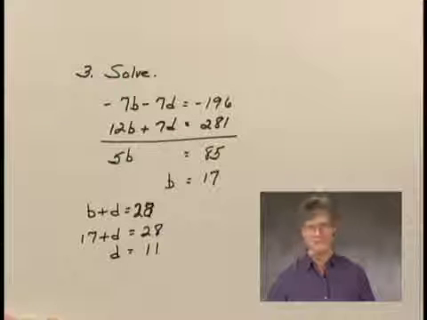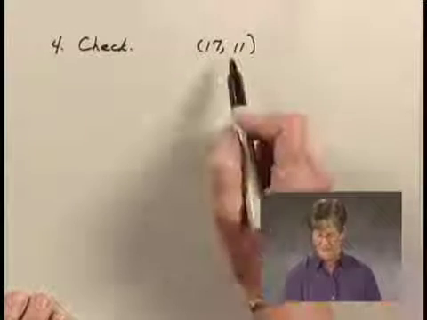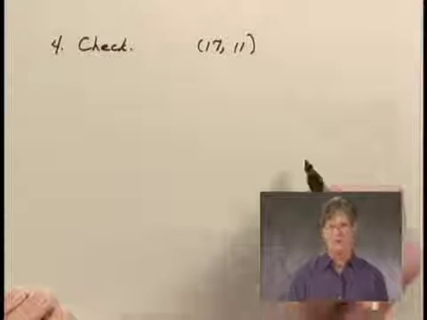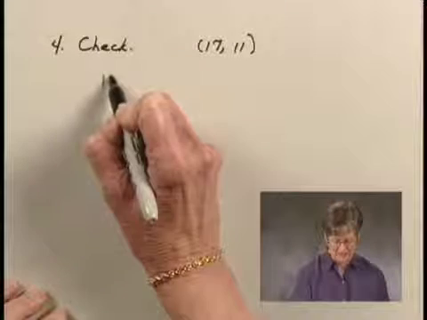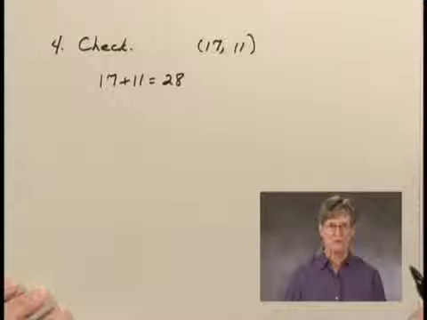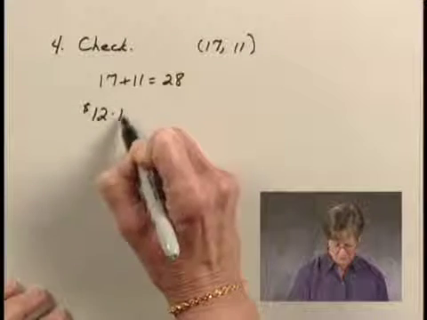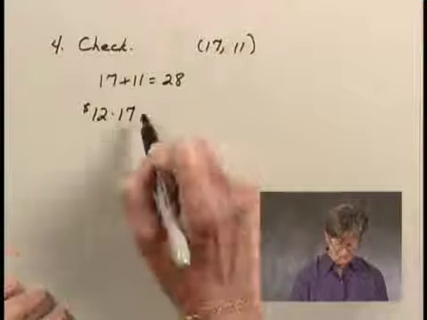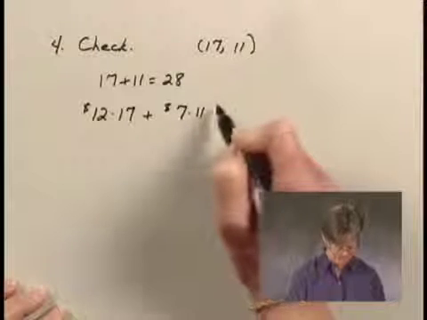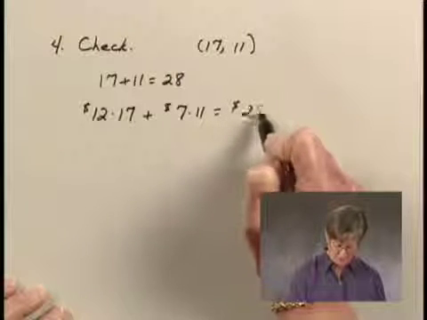And the fourth step in the process is to check this possible solution in the original problem. So the numbers that we're checking are 17 and 11 for B and for D. Now, we were told that the number of orders filled was 28, and 17 plus 11 is equal to 28, so that checks. Now let's also check the amount that was collected. From 17 buckets at $12 each, $12 times 17 is collected. And from 11 chicken dinners at $7 each, $7 times 11 is collected. And when I do these multiplications and do the addition, I do get $281.